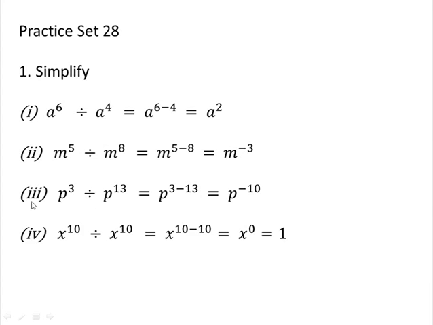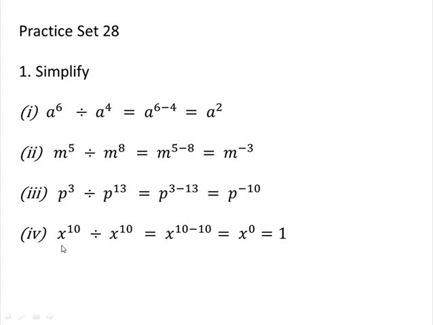Then third example, p cube divided by p to the power 13. Again the base is same, that is p. So we will subtract the index numbers, that is p to the power 3 minus 13 equal to p to the power negative 10.